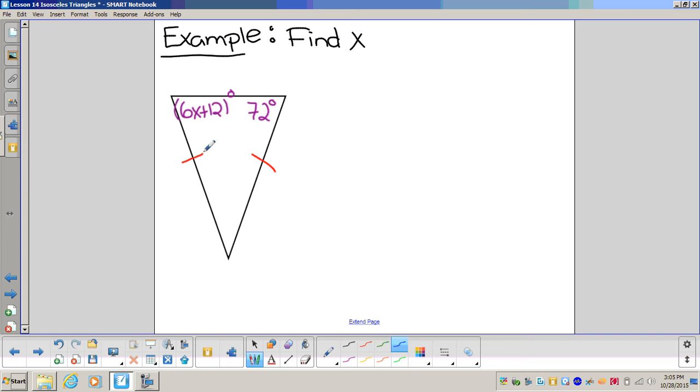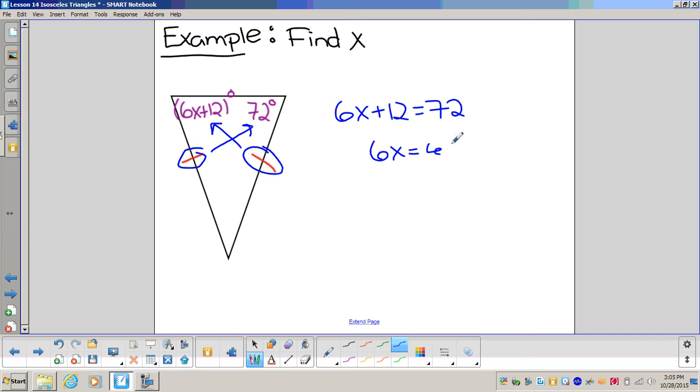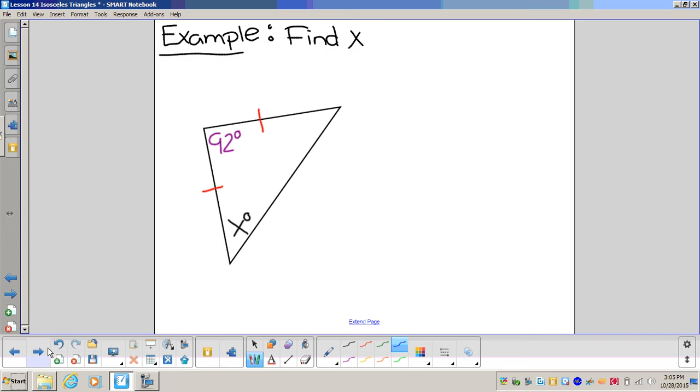In this problem I have the two congruent sides, so I have an isosceles triangle, and that means that these two angles across from those sides are also congruent. So I can write an equation to find x. And I can find that x is 10. So pause, use that same idea, and see if we can find x here.